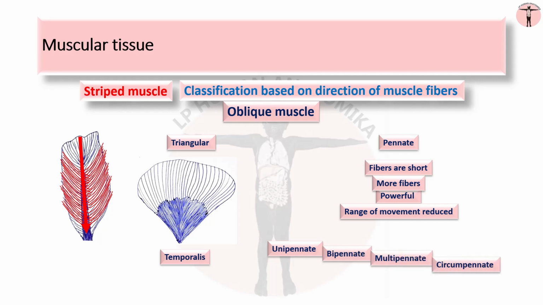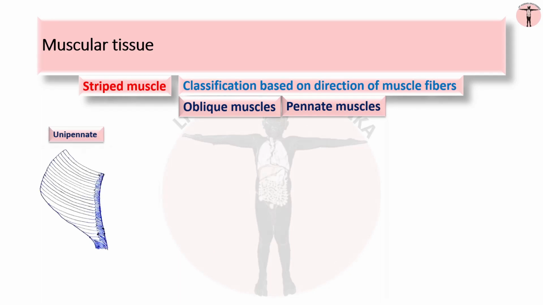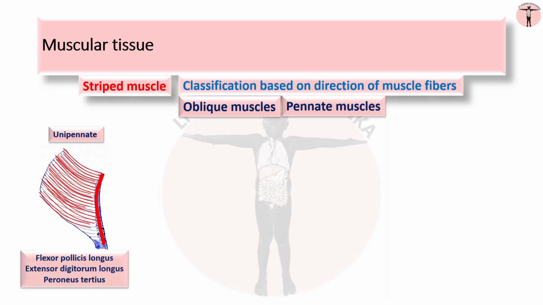We'll see one by one. In unipinnate muscle, all fleshy fibers slope into one side of the tendon, which is formed along one margin of the muscle. This gives the appearance of half of a feather. Examples are flexor pollicis longus, extensor digitorum longus, peroneus tertius.